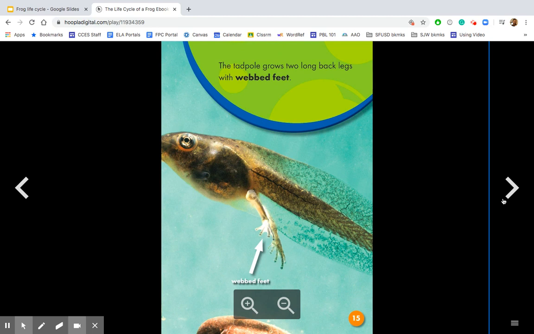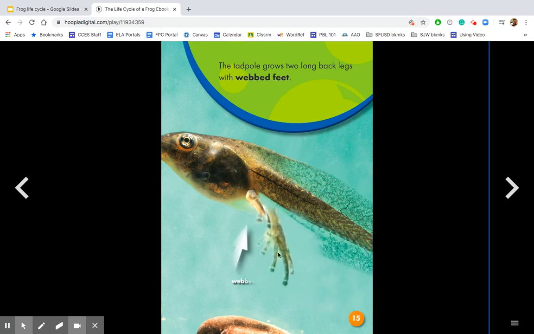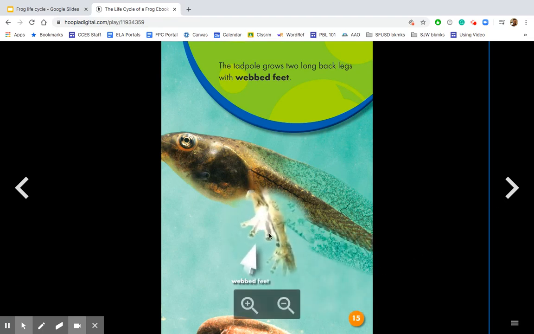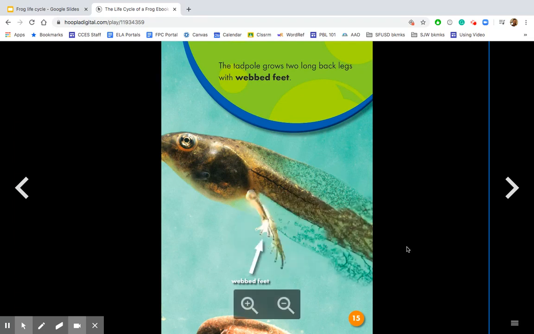The tadpole has 2 long back legs with webbed feet. And I'm going to zoom in over here, and can you see how they have fingers or toes on their feet, just like we have toes and fingers. But the webbed part means the connection in between those different fingers. There's skin connecting the fingers, and that helps the tadpole and the frog swim quickly in the water.